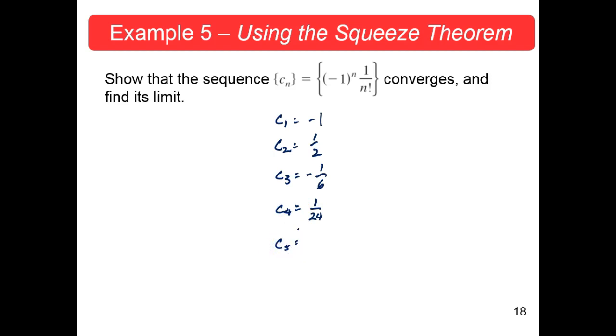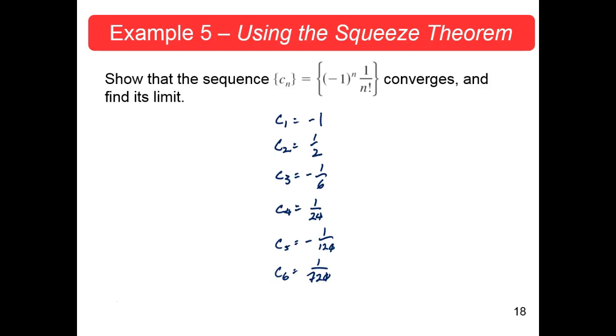Let me give you a simple way to do this. Obviously, signs alternate every time, so odd terms in the sequence are going to be negative, even terms positive. Then just multiply the 5 times the 24, and that would be 1 over 120. Next one, C6, would be positive 1 over 6 times that, which is 720.